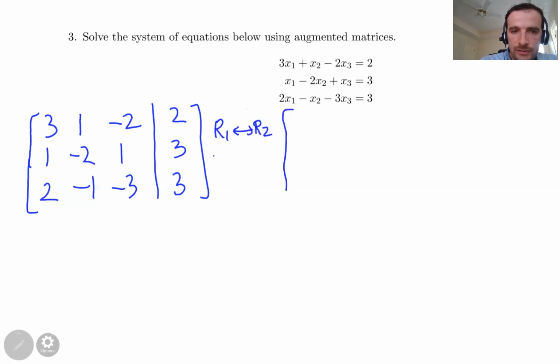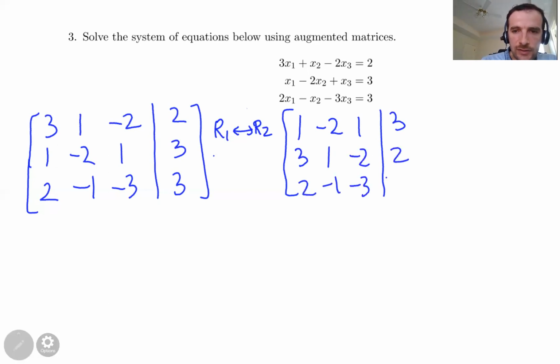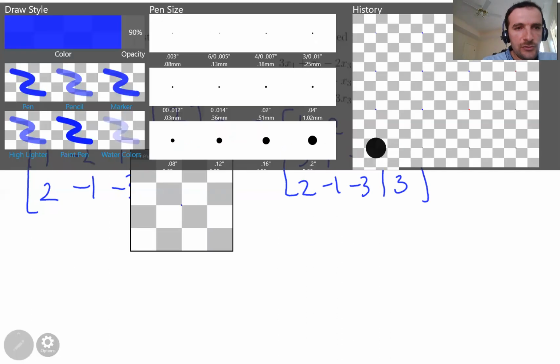So 1, -2, 1. You should also take the entry on the right: 3, -3, 1, 1, -2, 2, 2, -1, -3, 3. Okay, cool.